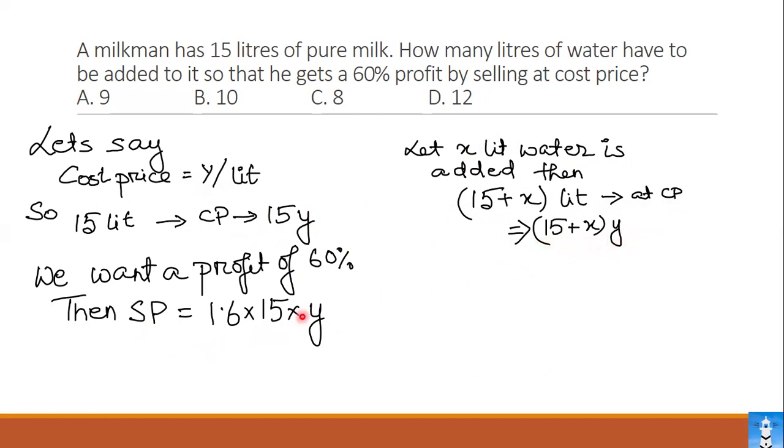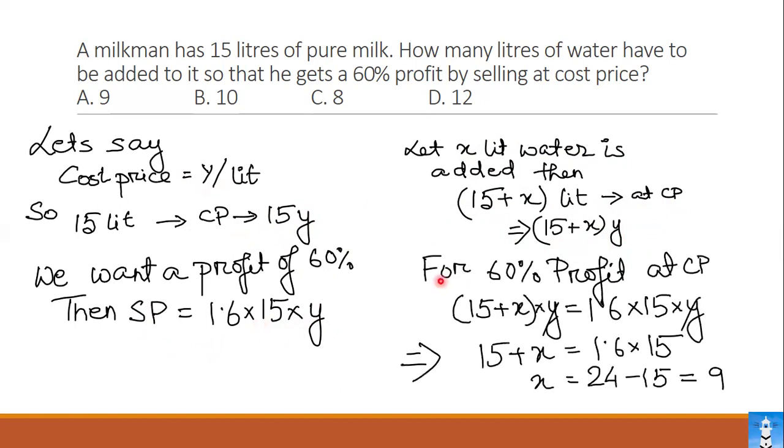Now this is equal to the total amount for 60% profit. So 15 plus X into Y is equal to 1.6 into 15 into Y, which is this one. Now I can cancel out the Y's from here. So what is left is 15 plus X is equal to 1.6 into 15, which is 24. So X is equal to 24 minus 15, which is 9. So 9 is your answer.